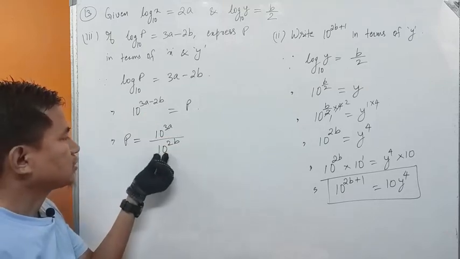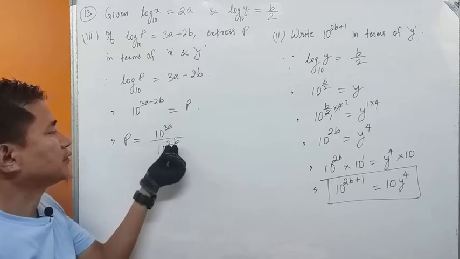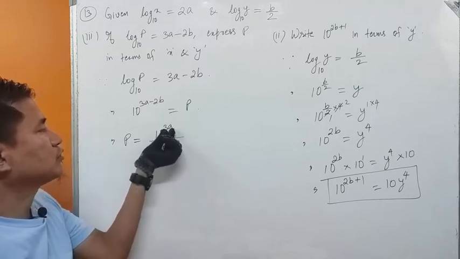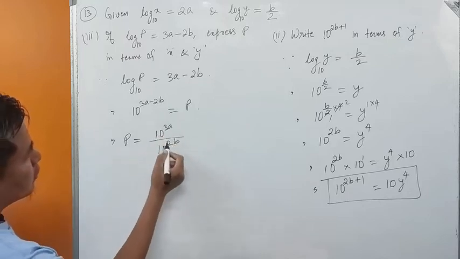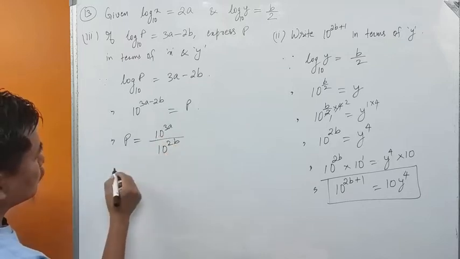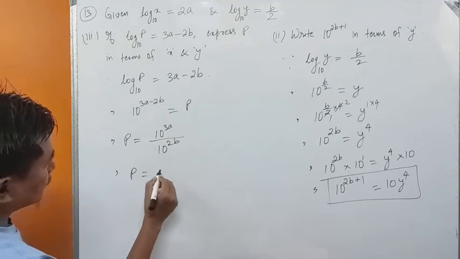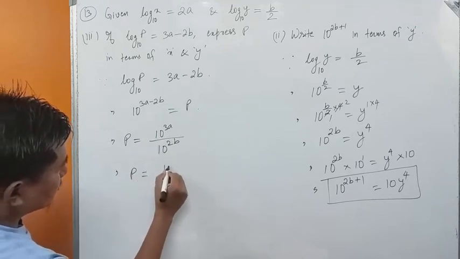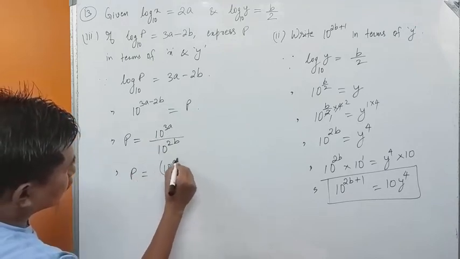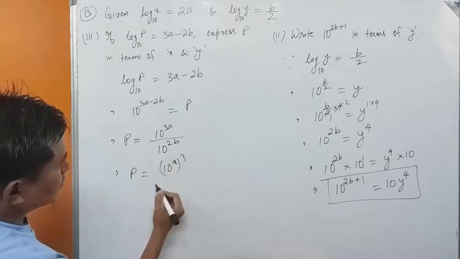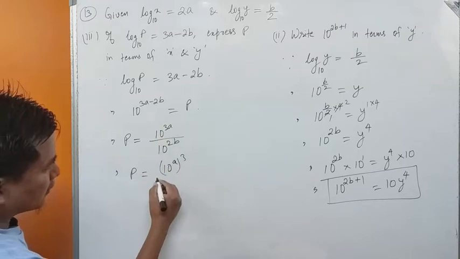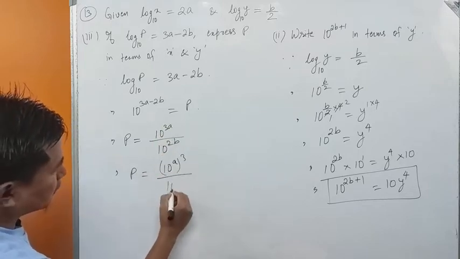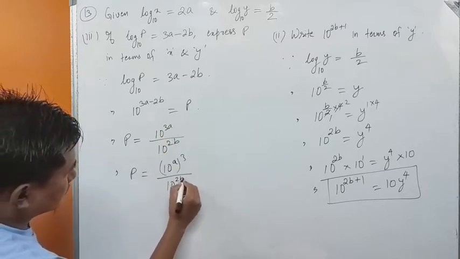Now if we take this number to the numerator, sign of the power changes to minus, so 3a minus 2b, isn't it? So p equals 10 to the power 3a upon 10 to the power 2b. Okay, p equals, you can write this as 10 to the power a into 3, 10 to the power a into 3, isn't it? Okay, so 10 to the power 2b, we write as it is, 10 to the power 2b.